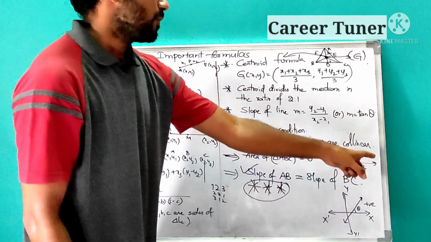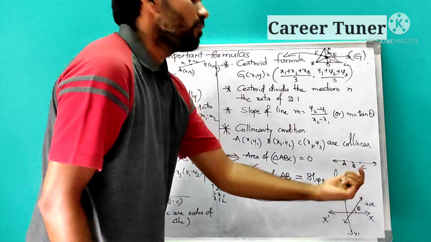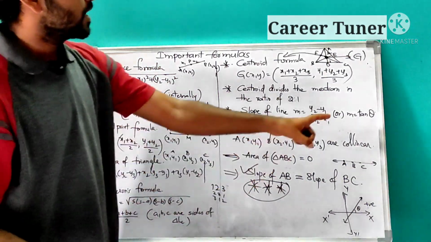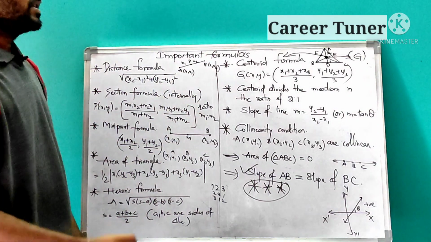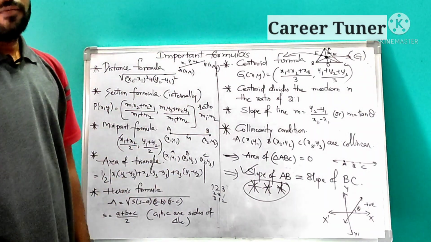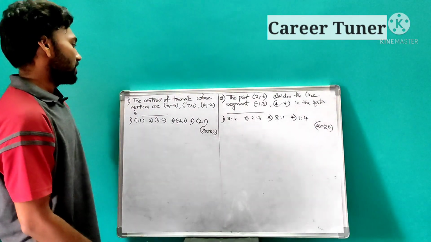Why? Because these points are on the same line. So whatever is the slope of AB, the same slope BC also should possess. Why? Because they are on the same line. Okay. So these are some of the important formulas using which we are going to solve the problems. Now coming to our first question.